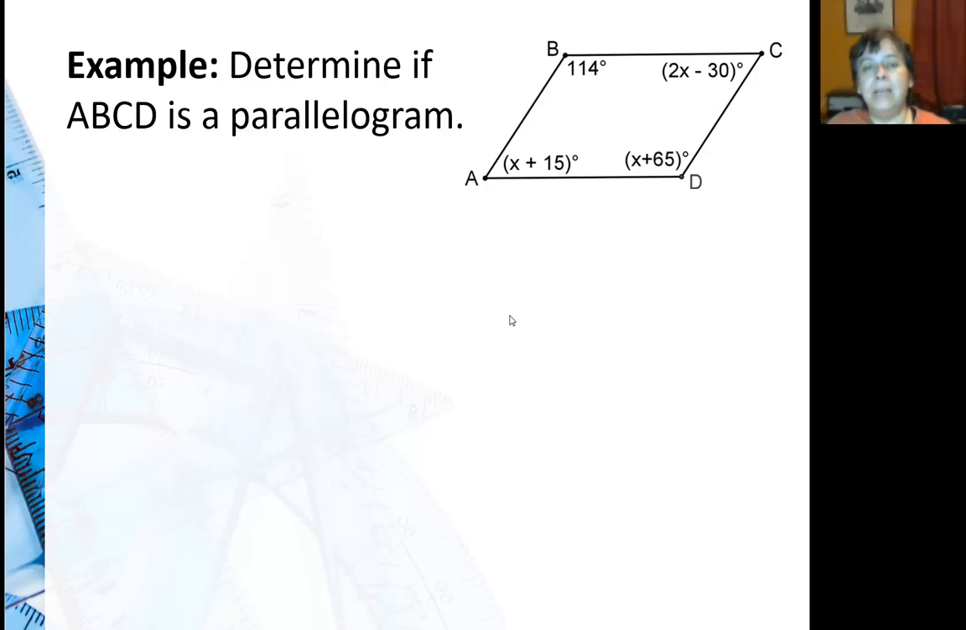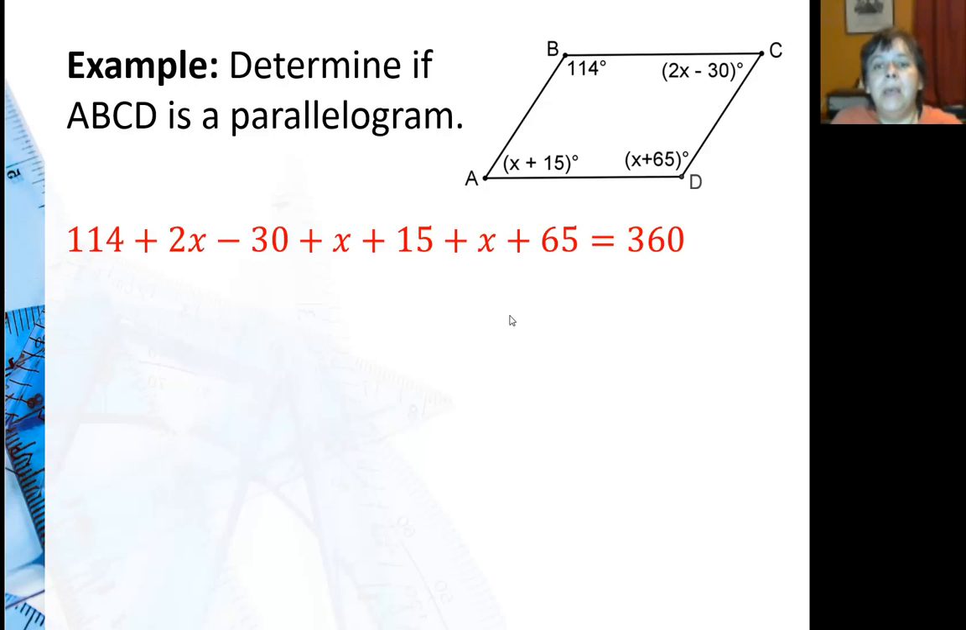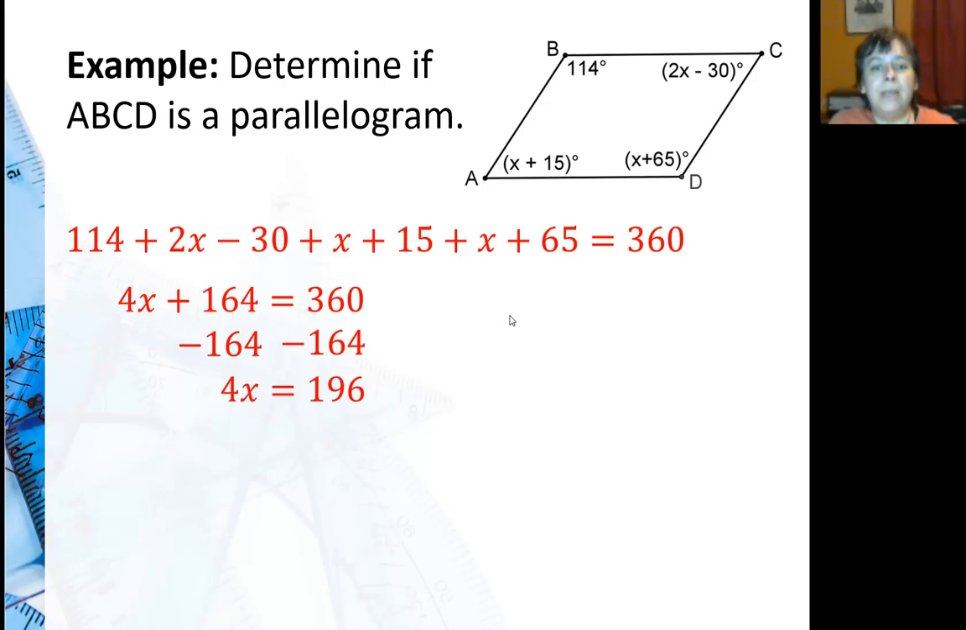So now we're going to see, is this one a parallelogram? I'm going to use the sum of angles, must be 360 for a quadrilateral, combine my like terms, and solving for x, I get x is 49. Now I'm going to put 49 back in for the other angles. I get 64 degrees for angle A, 114 for D. So far angle B and angle D are congruent. But now I get 68 degrees for angle C.